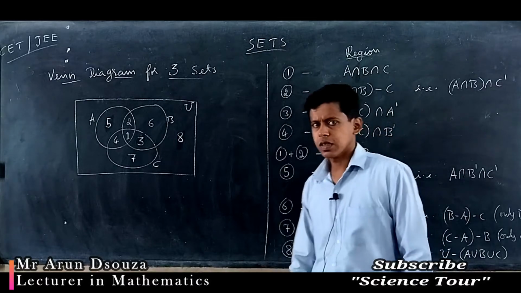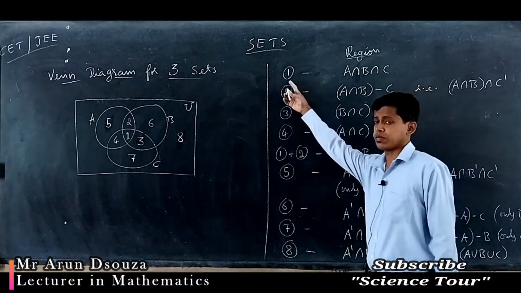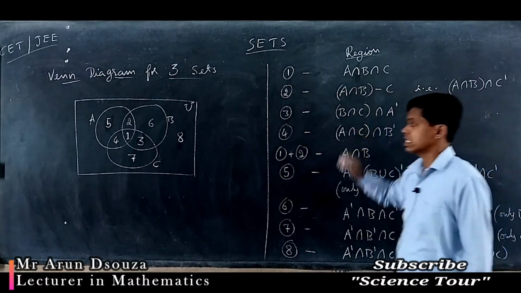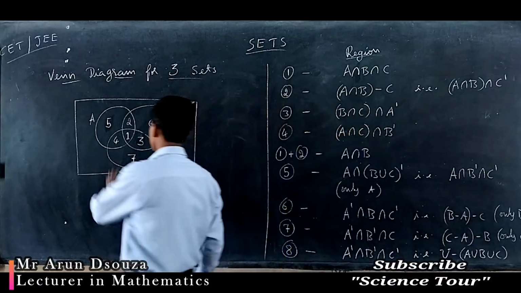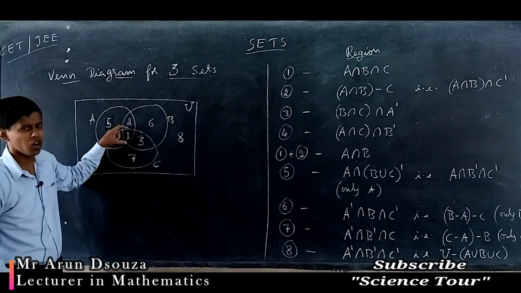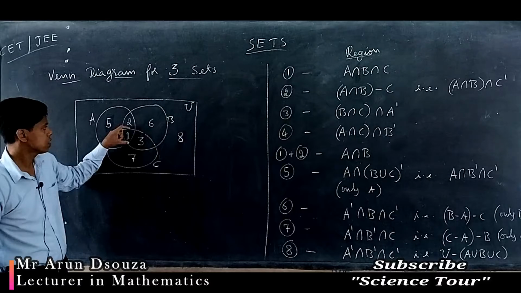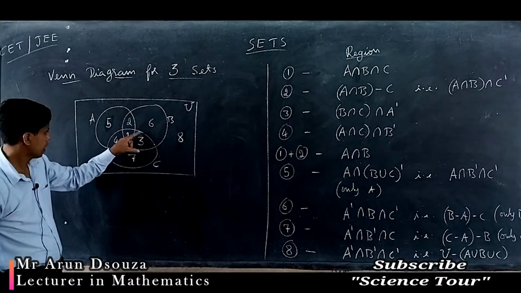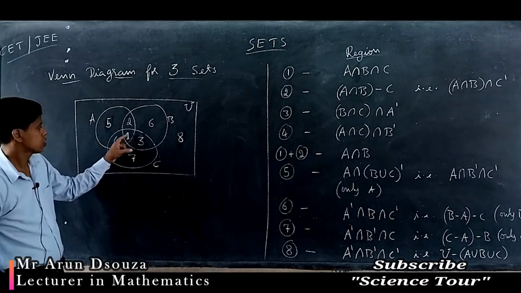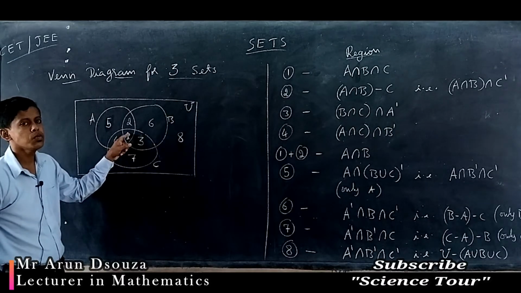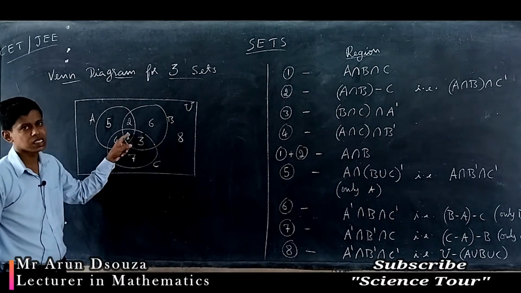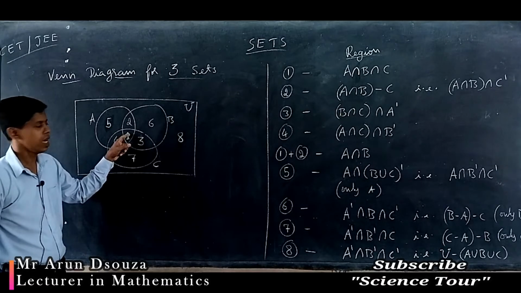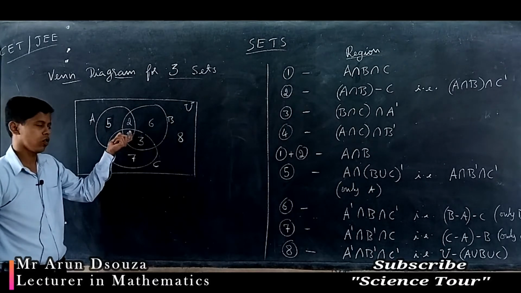Now, what does the first region represent? The first region represents the intersection of all the three. This is the smallest region, the intersection of A, B and C. Do you see that? This is the common point where all the three sets meet. So that is the intersection of all the three.